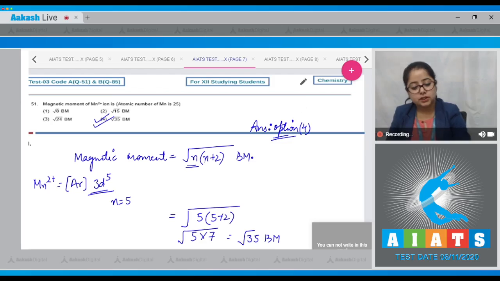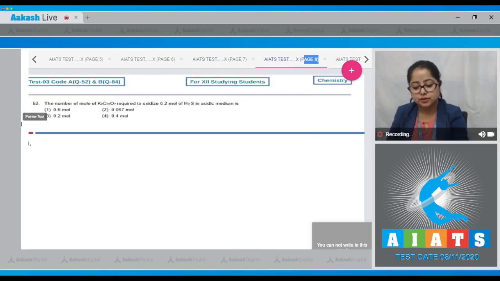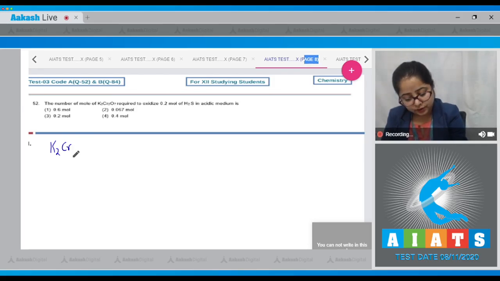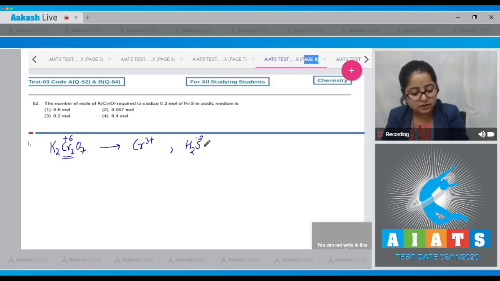Moving to next question, students, which is question number 52. Let's read the question, students. The number of moles of K2Cr2O7 required to oxidize 0.2 mole of H2S in acidic medium is. So student, first of all, for this question we need to know that K2Cr2O7 changes to Cr3+. That means here chromium is in +6 oxidation state, it changes to +3 oxidation state. And here in H2S, sulfur is in -2 oxidation state, it changes to S. Since oxidation of H2S takes place, K2Cr2O7 is the oxidizing agent.